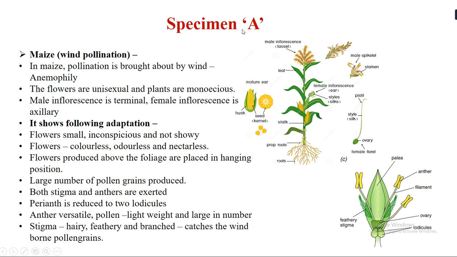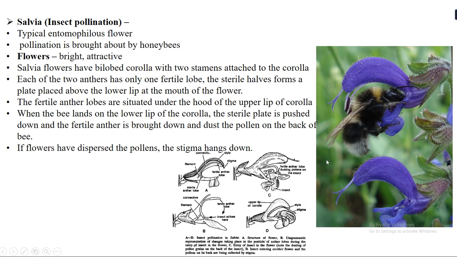So if in specimen A, this particular picture is kept, you have to write about the wind pollination of maize. And if this picture is kept, you have to write about insect pollination in salvia. So let us see what is insect pollination in salvia. Now the salvia flower is a typical entomophilous flower.